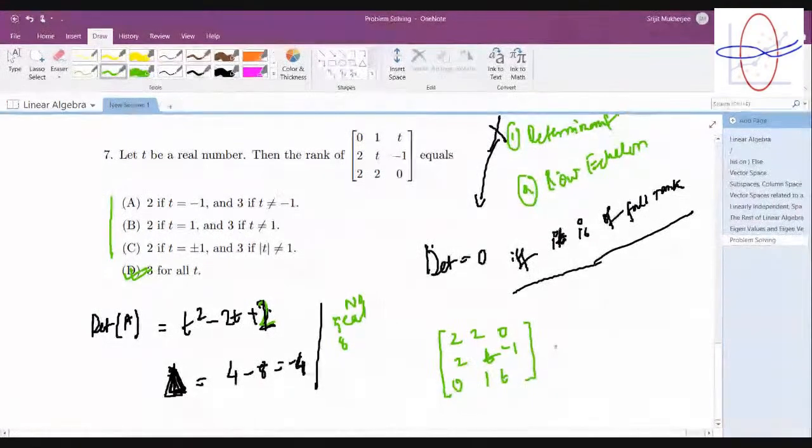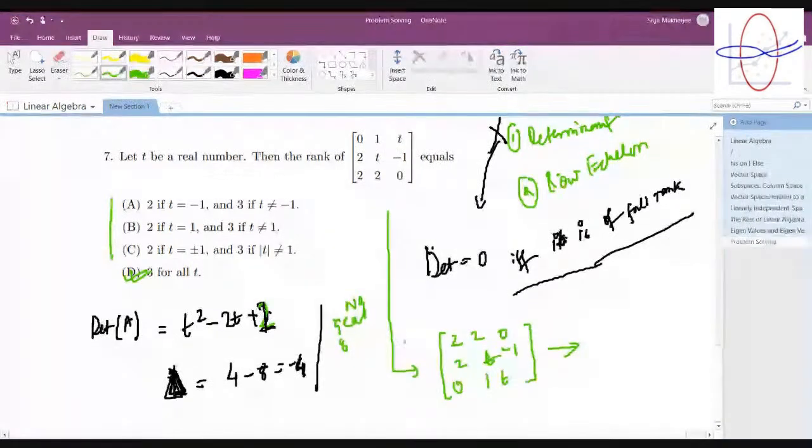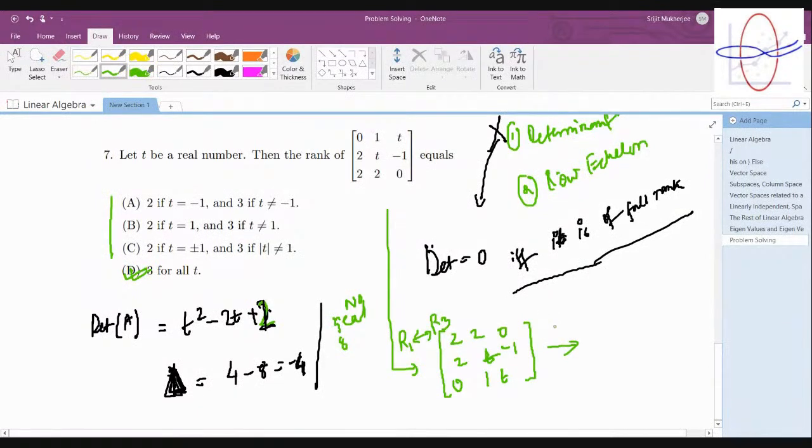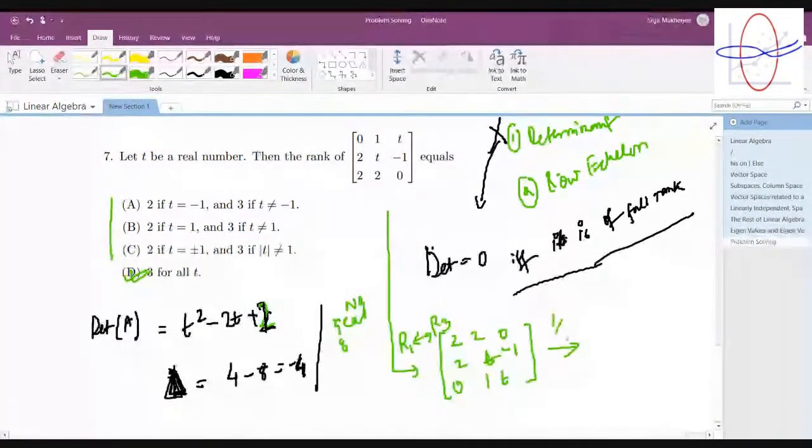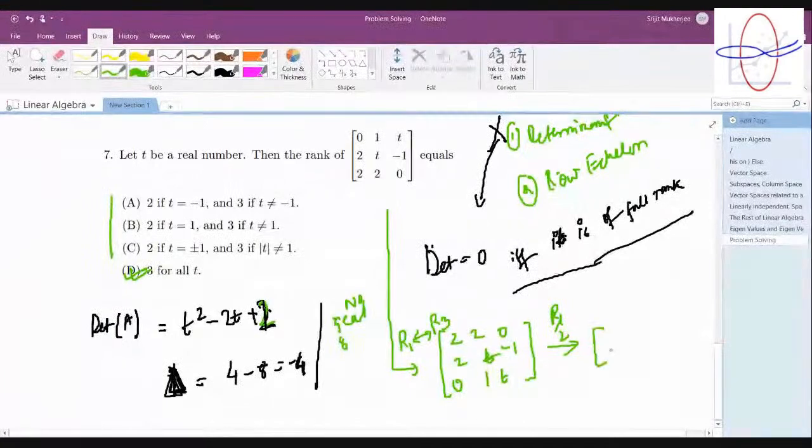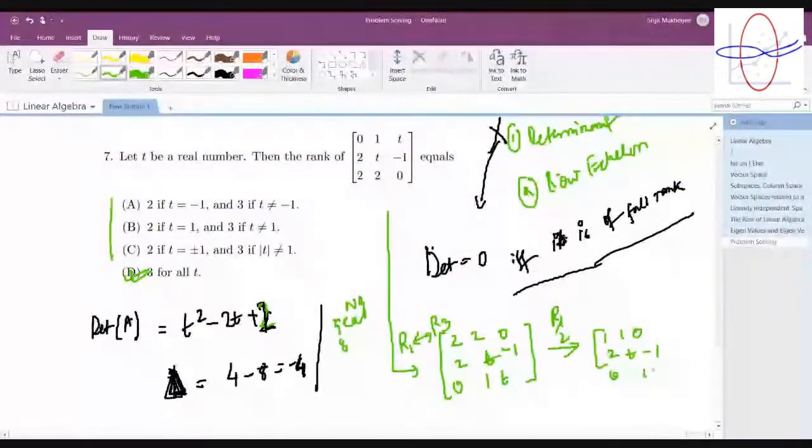Then row 1 divides by 2. I'm basically reducing into the 1 0 0. Okay, I see. So R3 changes with R3. Then R1 divided by 2. Yes, R1 then by 2, so you get 1 1 0, 2 minus 1, 0 1 t.